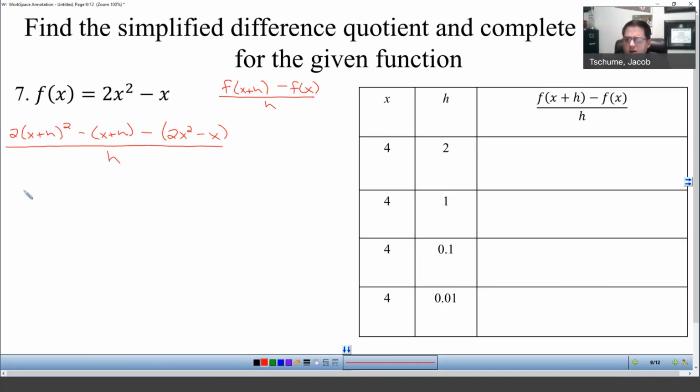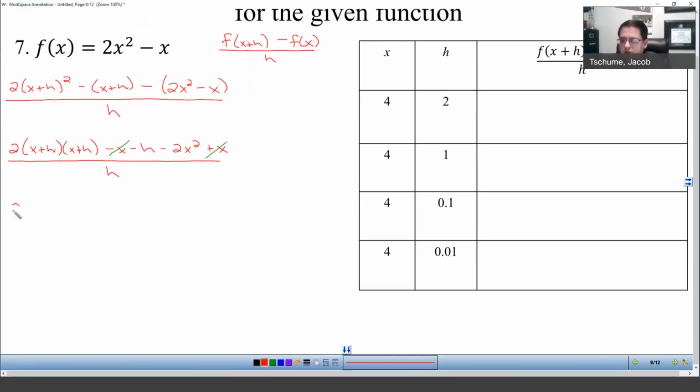In order to square x plus h, I'm probably going to have to rewrite this as x plus h times x plus h. And I'll do that on the next line, sorry. Over here, I'm going to go ahead and distribute these negatives through, which would be minus x minus h minus 2x squared plus x all over h. And along the way, what I will usually do is that if I notice something cancels, I'm going to go ahead and do that. So it's one less thing I have to worry about.